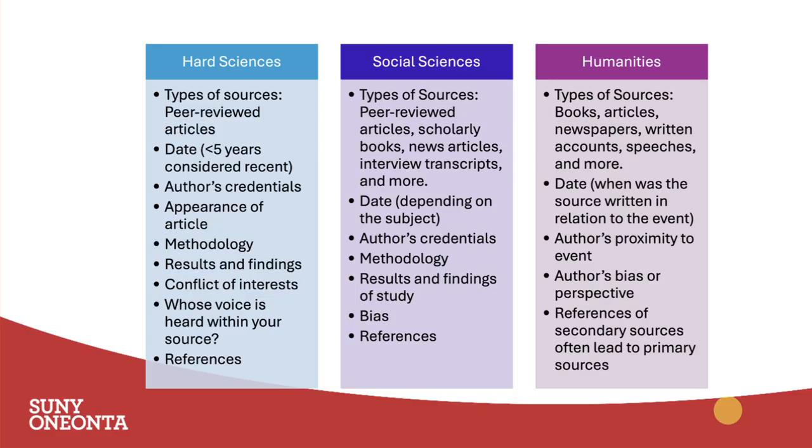Bias. Bias is something to consider when evaluating a source, especially when we're discussing an issue such as social justice. How does the author or the publication affect what perspectives are in the source?